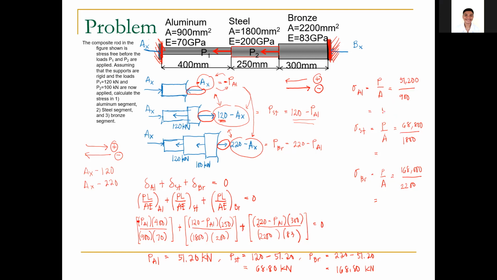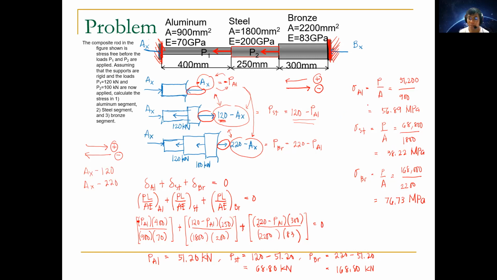56.89, 38.22, then 76.73, sir. 76.73 megapascal.